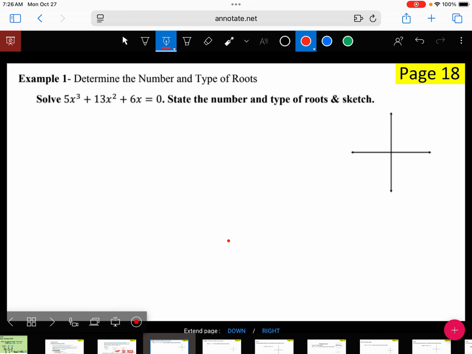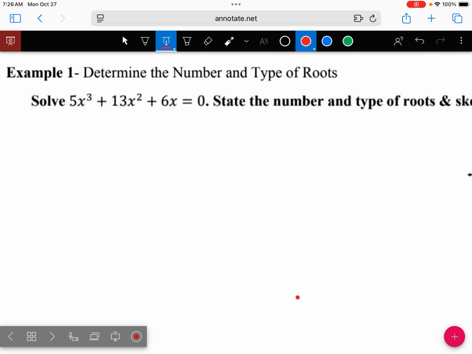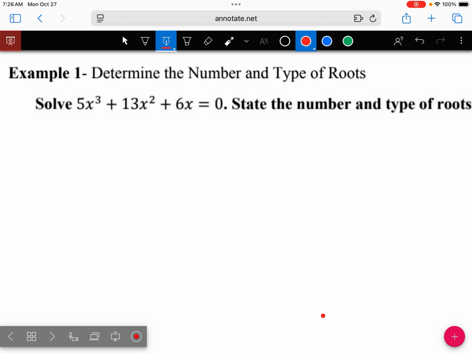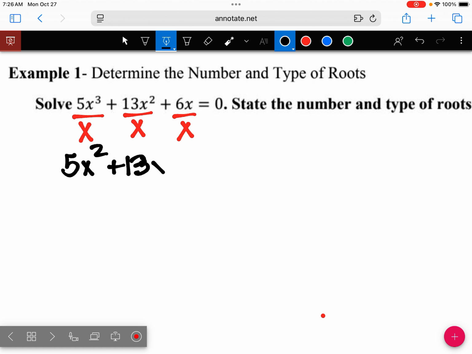Okay. First thing we got to do is take out our GCF. And what's the GCF? What can I take out of all three? x. Let's do that. So that's going to give you 5x squared plus 13x plus 6. Go ahead and make your box.